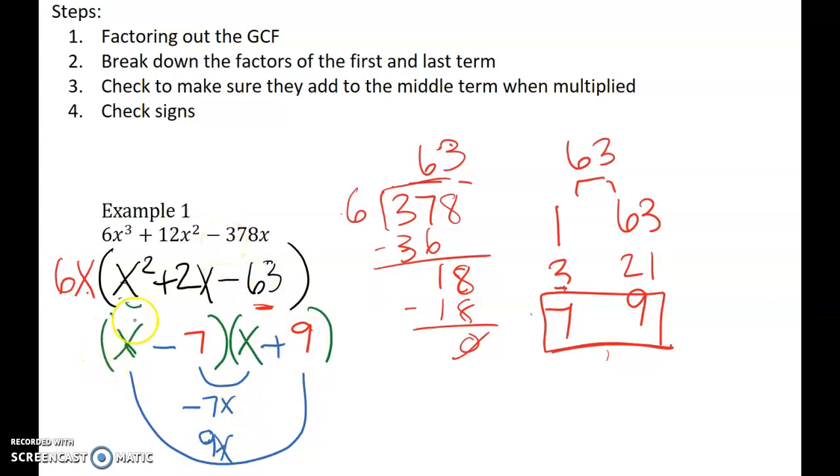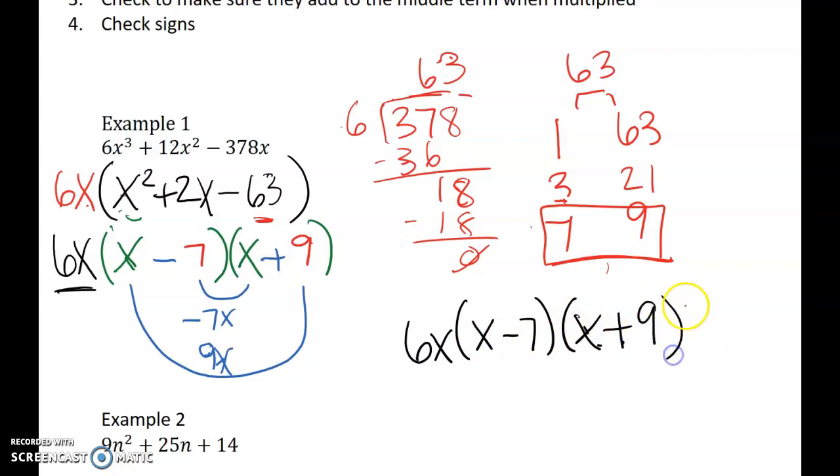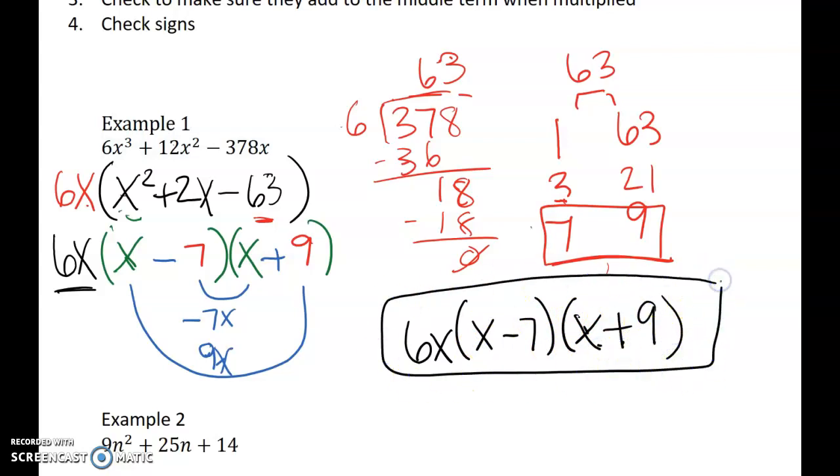So my final answer is not just x minus 7, x plus 9. It has to include that greatest common factor that we took out at the beginning. So my answer here is going to be 6x times x minus 7 times x plus 9. That is my final answer. If I multiplied this out, if I distributed this 6x, then took this new binomial and FOILed it, I would get this beginning polynomial here. That is how I could check my work all together.